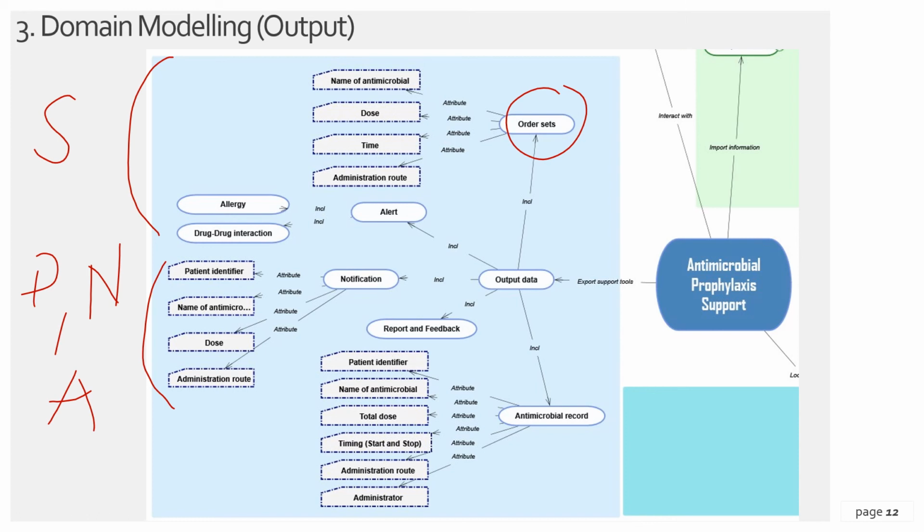And the last group of output data from the APS is report feedback and antimicrobial record used for the stewardship owner, which includes information about data identifier, name of the antibiotics, total dose, including the initial dose and redose during the procedure. Timing includes the initial time to start and the duration of antibiotic used on that patient, administration route, and administrators.